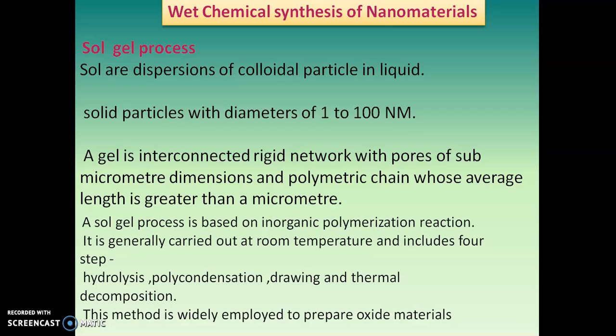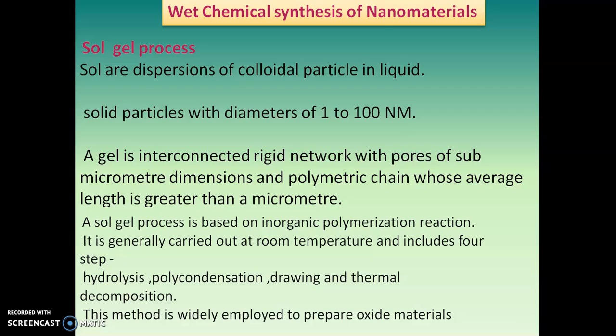Next process, wet chemical synthesis of nanomaterials. In the sol-gel process, sols are dispersions of colloidal particles in liquid, solid particles with diameter of 1 to 100 nanometers. A gel is an interconnected rigid network with pores of sub-micrometer dimensions and polymeric chains whose average length is greater than a micrometer.